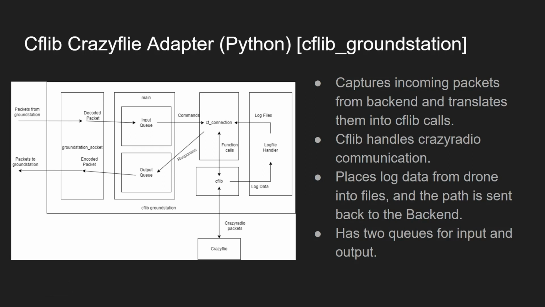So there are three important classes in this setup. First is the GroundStation socket, which contains functions to encode incoming packets and decode outgoing packets. This main class in the middle has two queues. One processes input, one processes output. CrazyFly connection takes the incoming packet, figures out which CFlib function to call, and does that. And then any log data is handled by the log file handler, which places the data into files.